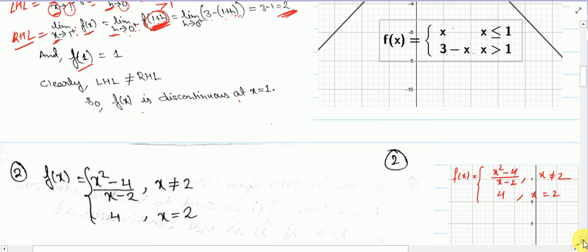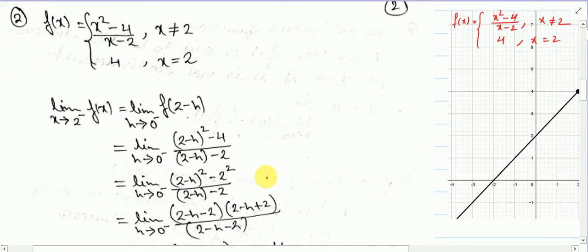Now see the next example. Here we have one function, f of x is x square minus 4 upon x minus 2 for x not equal to 2, and the function value will be 4 if x is 2. Now why has this been defined piecewise? Because if you put x equal to 2 over here, then the denominator will become 0, so the function will not be defined. That's why for x not equal to 2, the function is defined like this, and for x equal to 2, the function is defined like this.